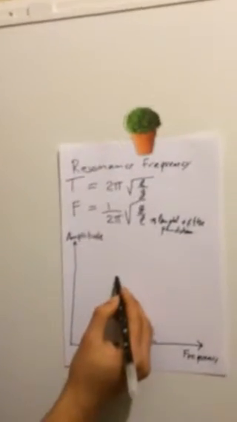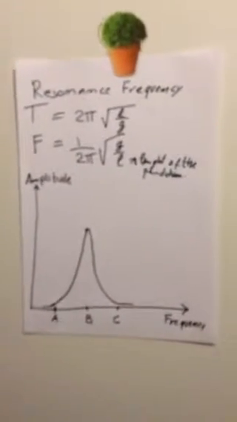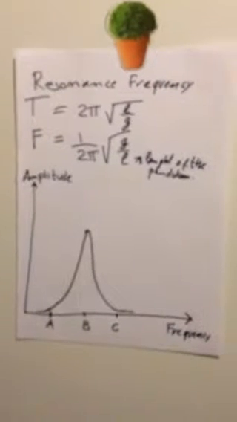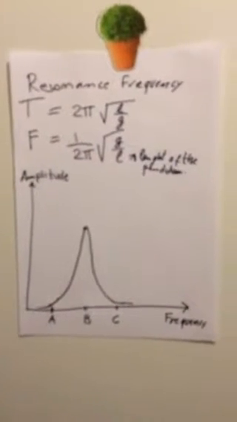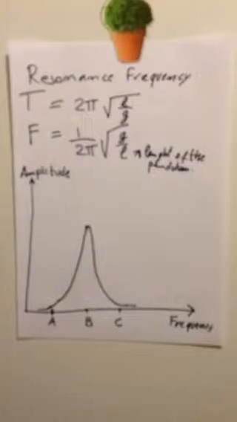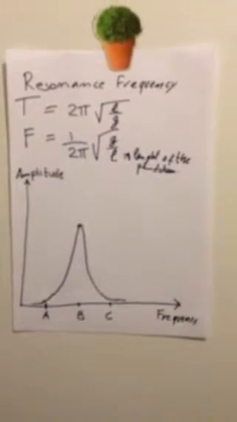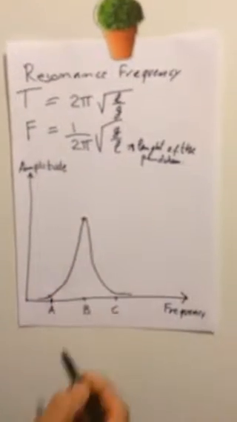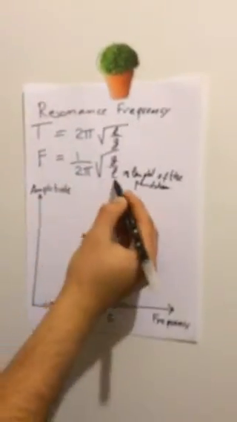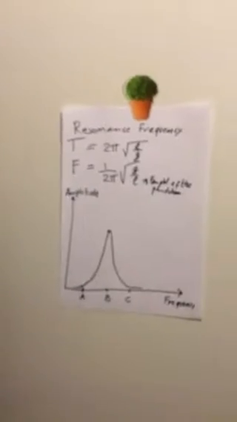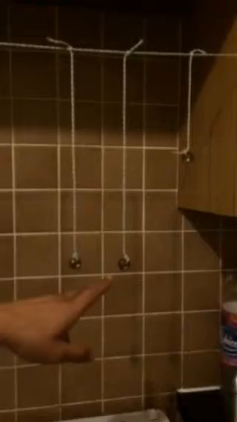And we see that to have the maximum resonance, the pendulums should have the same frequency. The frequency is dependent on the length of the pendulum, so if these two pendulums have the same length, that means that they also have the same frequency.